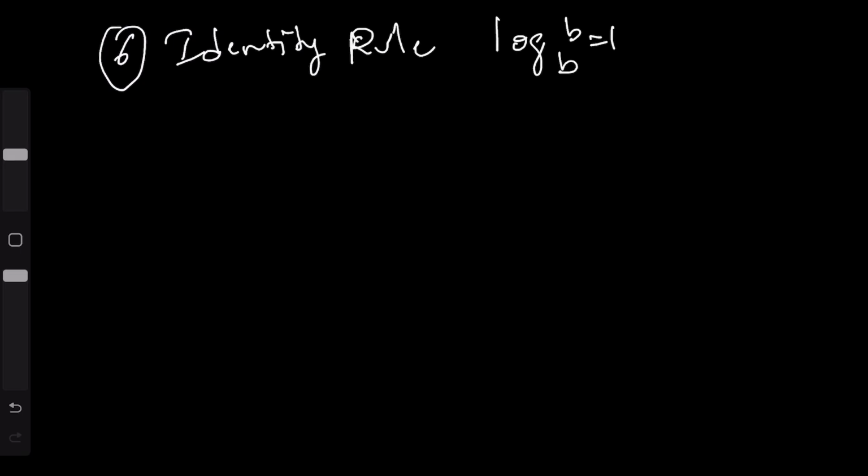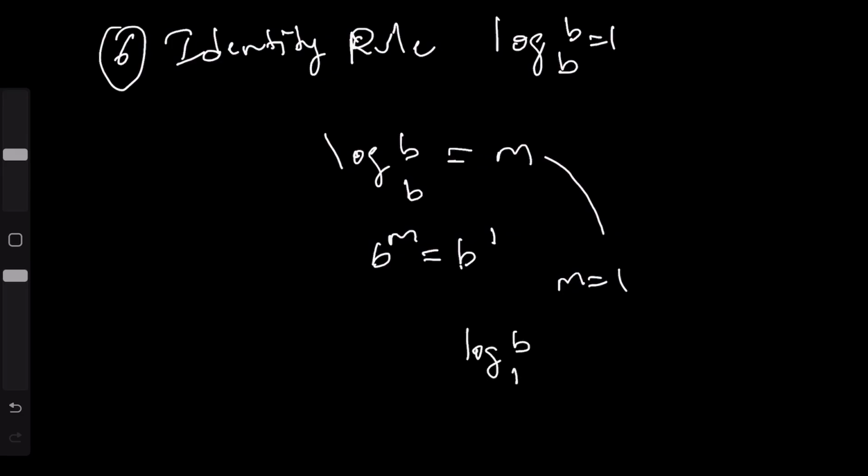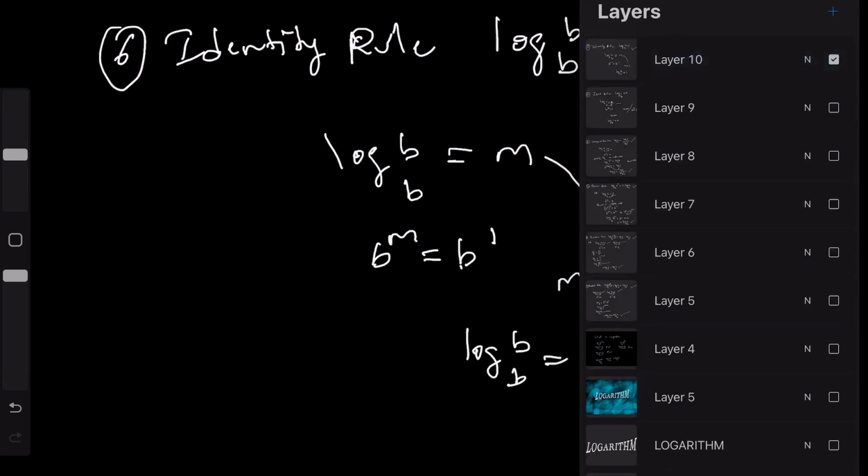And now let's see the identity rule, which says log b to the base b equals 1. Let's take log b to the base b equals m. B power m will be b, so it's b power 1. So m equals 1 because the constants are the same, so the exponents should be the same.